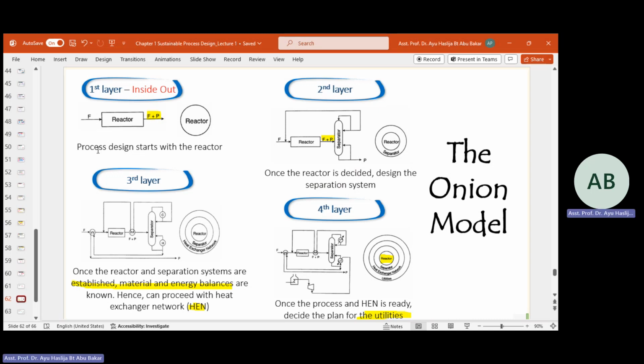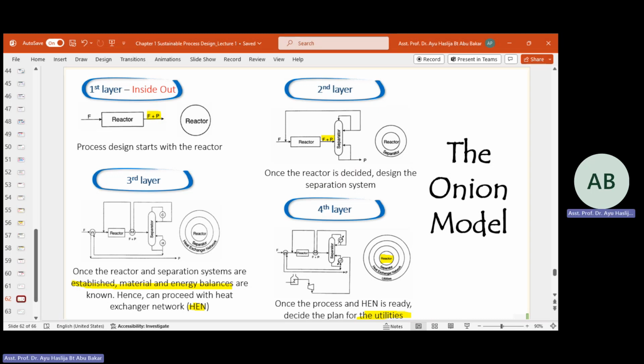through the detailed design. Okay, then you identify your reactor. What reactor needs to be used? Once the reactor is decided, design the separation system. You must know the reaction that occurs first. Remember the first step last time, we need to know what reactions are involved to produce your product. That is the first part, reaction.